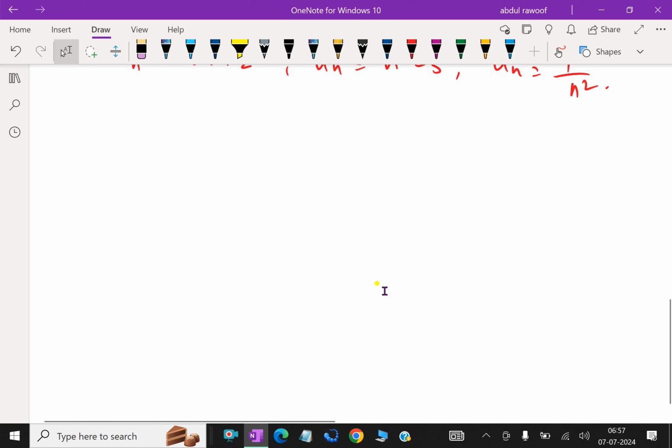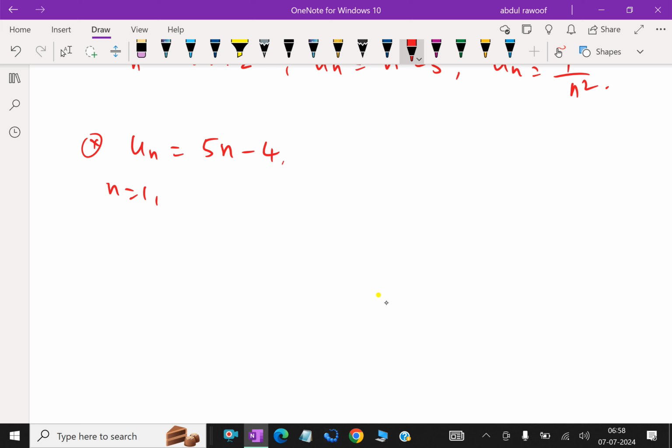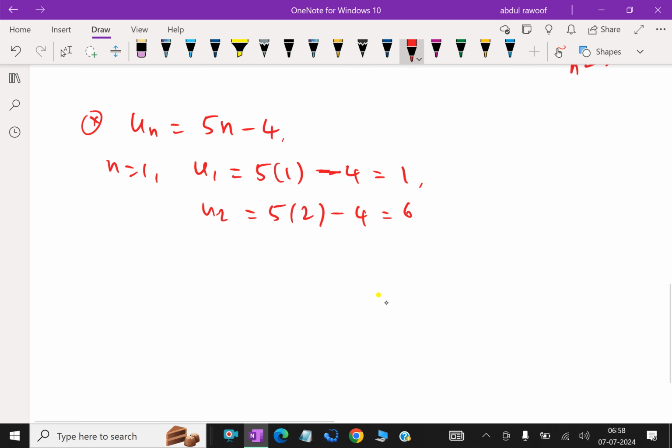Look at here now. Take one example. Un equals 5n minus 4. Now let n equal 1, therefore U1, the first term, is 5 into 1 minus 4, equal to 1. U2 equals 5 into 2 minus 4, that is 6. U3 is 5 into 3 minus 4, equal to 15 minus 4, which is 11.